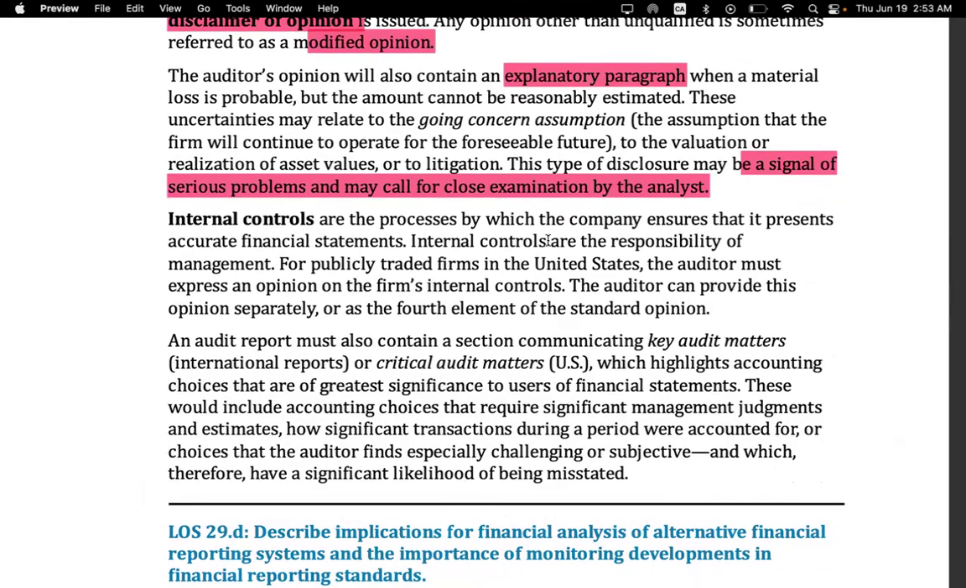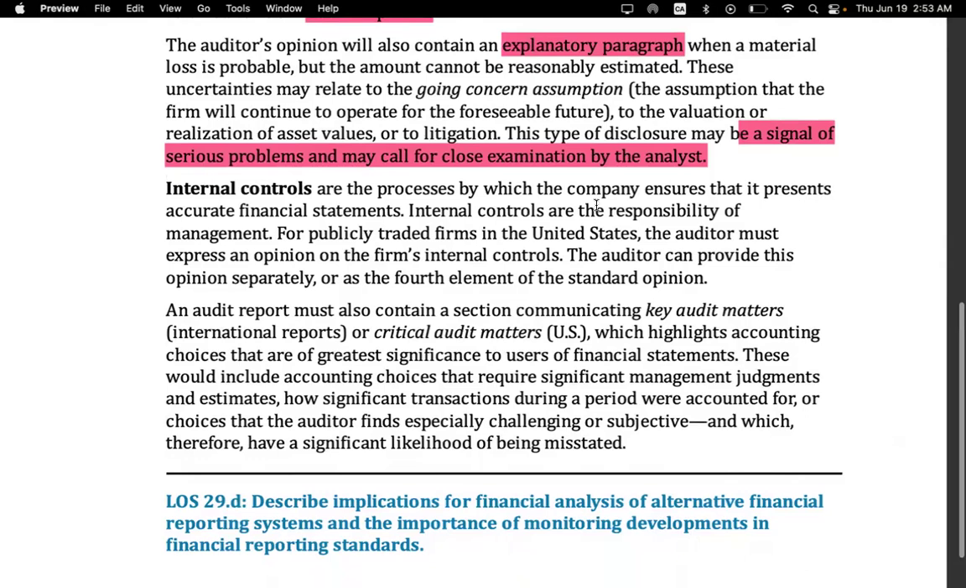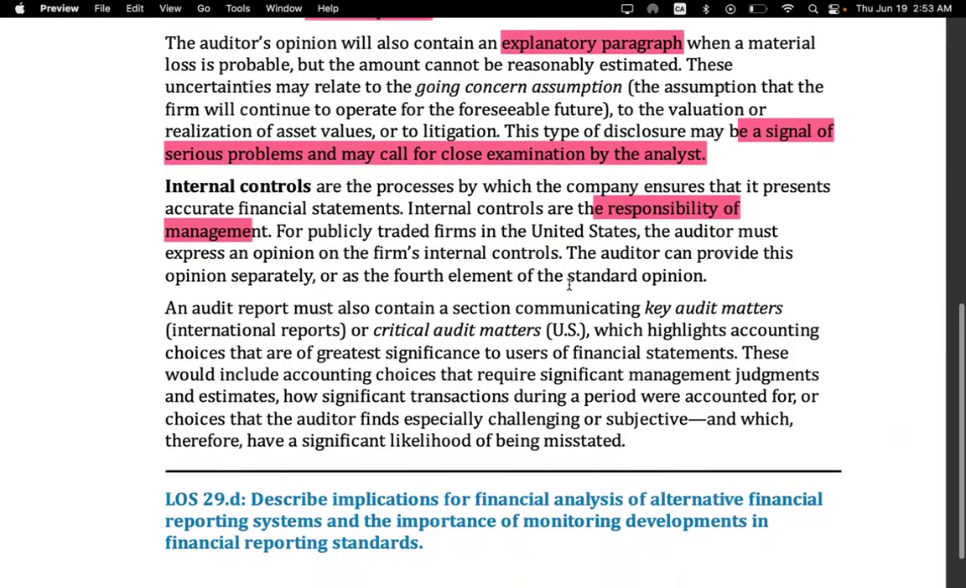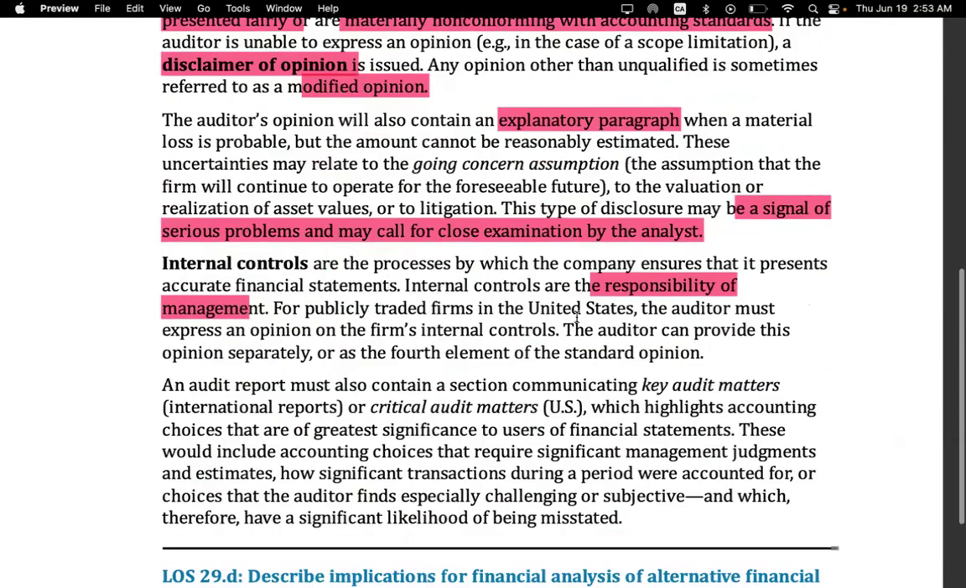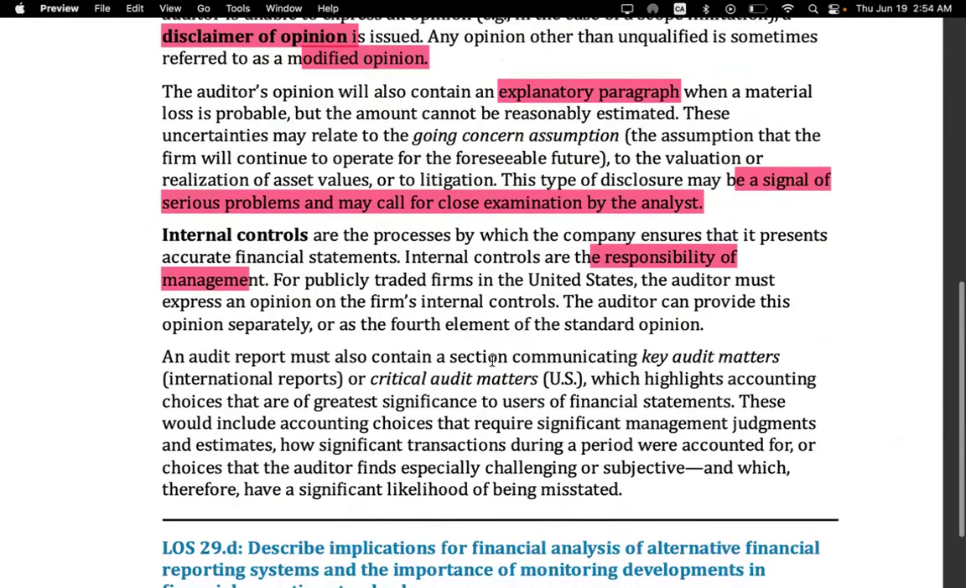Internal controls, again, are processes by which the company ensures that it presents accurate financial statements. Internal controls are the responsibility of management. For publicly traded firms in the United States, the auditor must express an opinion on the firm's internal controls. The auditor can provide this information separately or as a fourth element of the standard opinion. Standard opinion has three things. The auditor can also express an opinion on the internal controls.